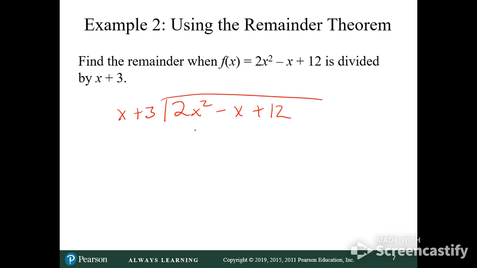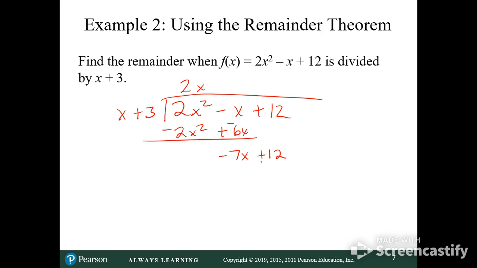What times x is 2x squared? 2x, so we're going to put a 2x here. Do the distributive property: 2x squared plus 6x. What do we do at our bottom row? Change the signs, and then add. This should always add to 0. This adds to negative 7x plus 12.